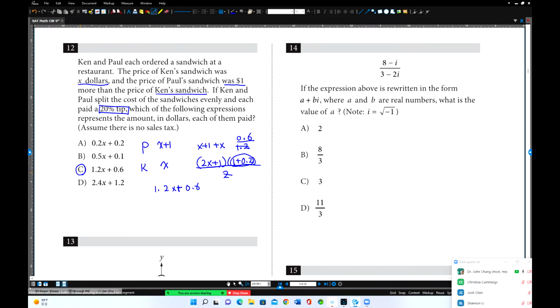Is it okay? That is the total amount. You have to add the 20% tip to the total amount. That's why we use this 1 plus 0.2, which is 1.2, right? Okay.